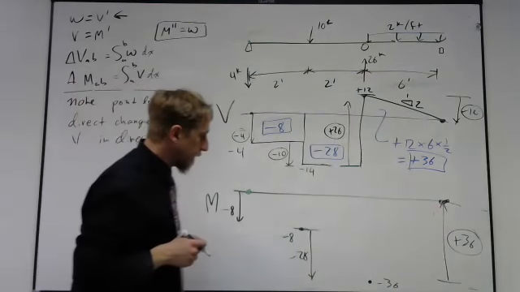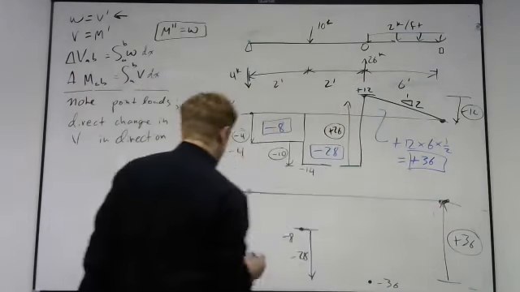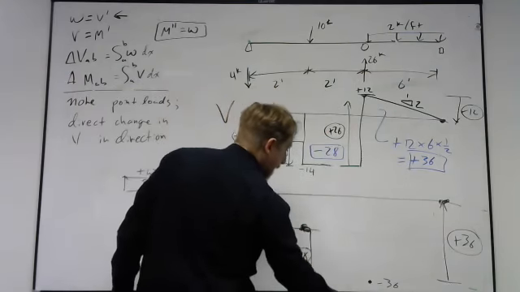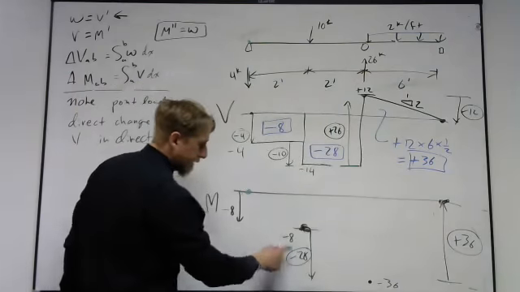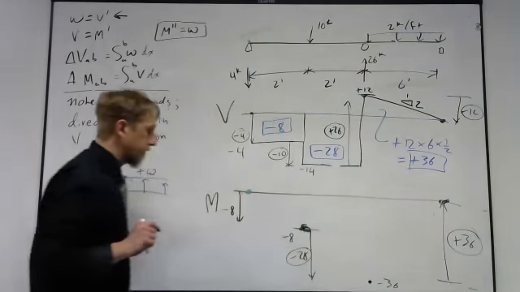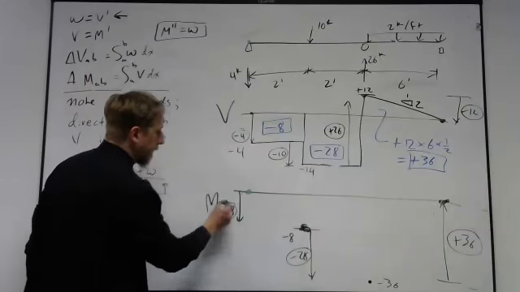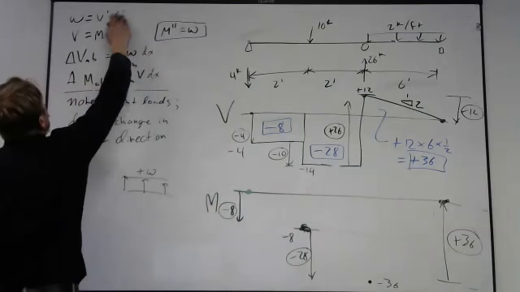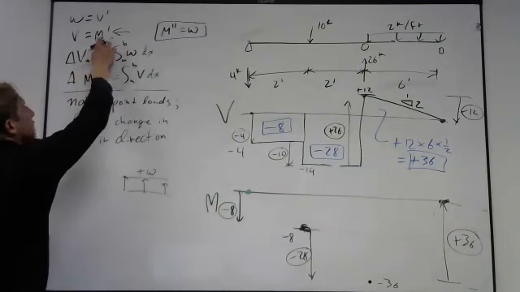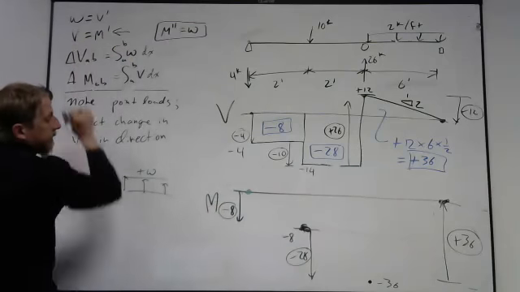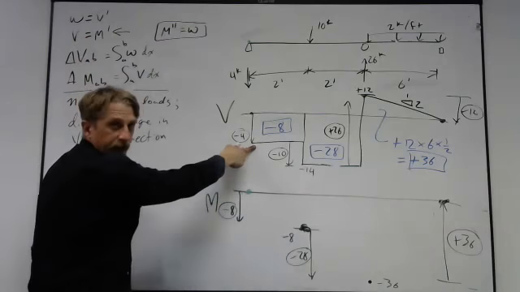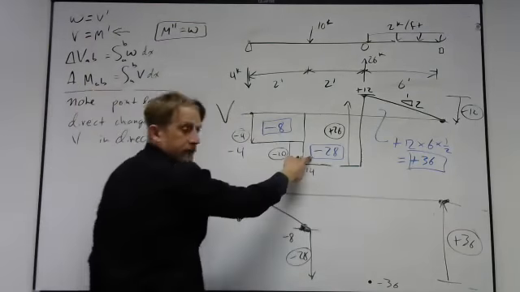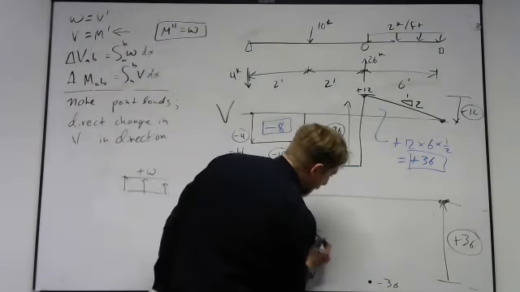Okay. All right. How do I draw the shape? I know I've got my points now. This is -8, -36, back up to 0. How do I draw the shape? Well, V is the slope of M. So if I'm talking about shape, now I'm talking about this guy. V is the slope of M. V, let's talk about the first portion, negative and constant. It's a straight line going down. This guy's negative and constant, straight line going down.